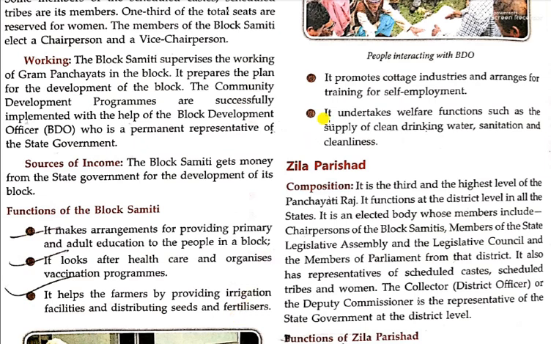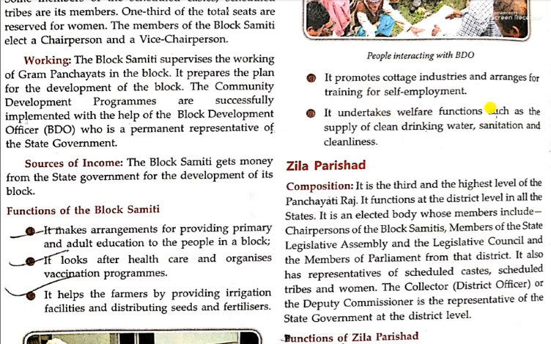Then it promotes cottage industries and arranges for training for self-employment. Cottage industries means small businesses where people work in their houses itself. Self-employment means where one works for oneself, a person who is not working under any employer, but works for himself. So the block samiti encourages self-employment training.